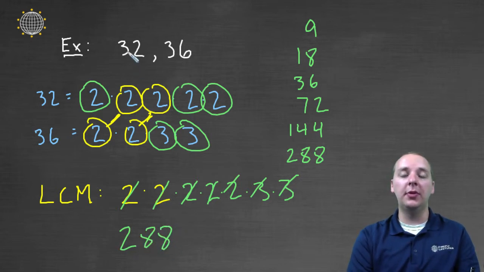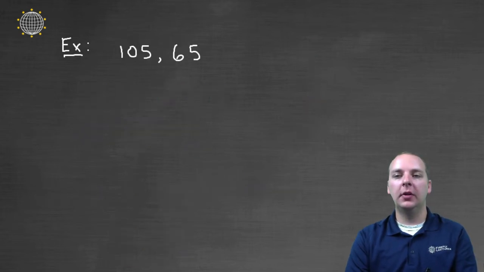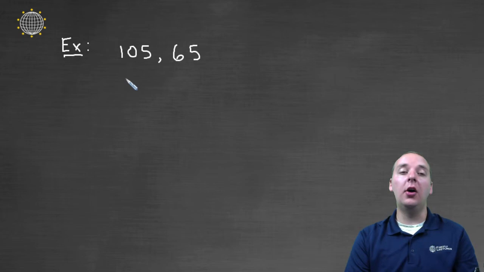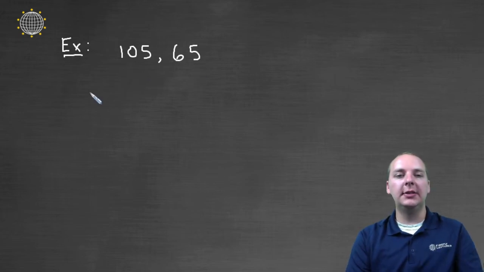288 is a multiple of 32, and it's a multiple of 36, and there's no number smaller than 288 that's both a multiple of 32 and 36. All right, let's see if we can do this again. 105 and 65. These are big numbers. Let's see if we can do the same thing.